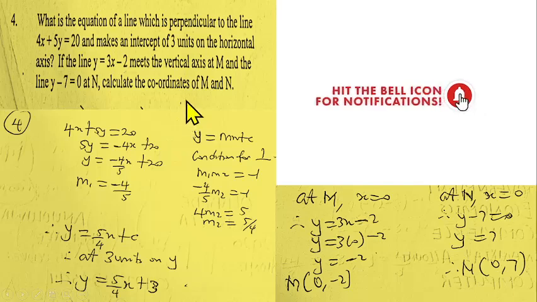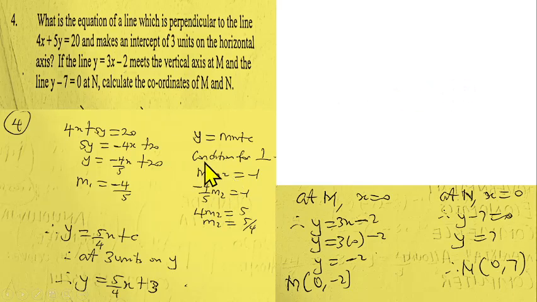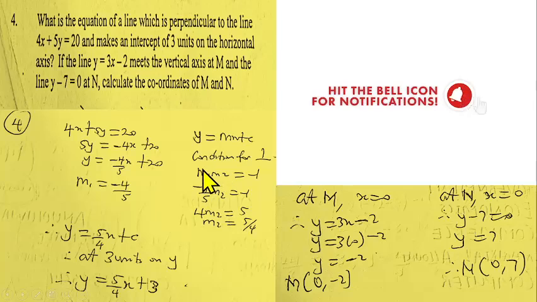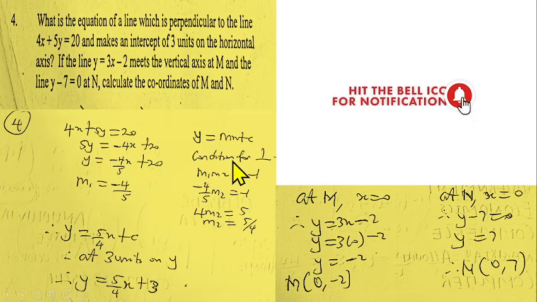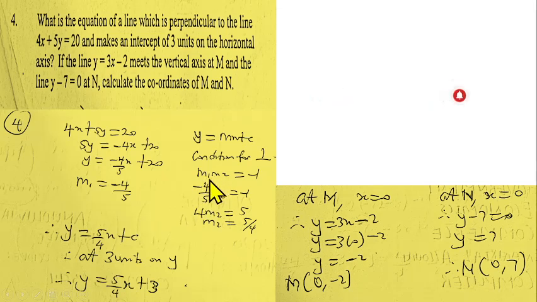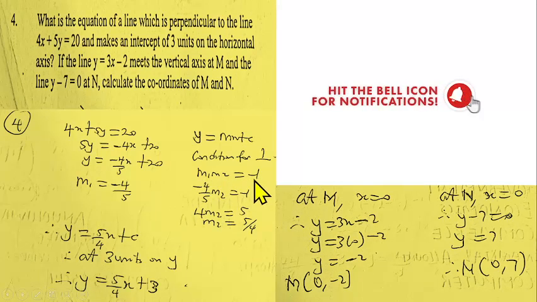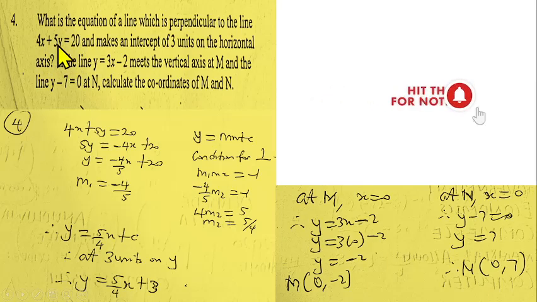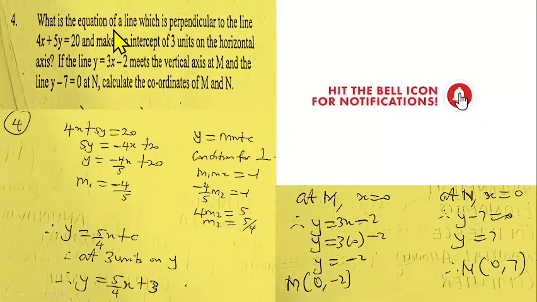All we need to remember first is the condition for perpendicularity. And the condition for perpendicularity is that the product of the gradient of the two lines must be equal to -1. So when you multiply the gradient of the two lines together, it should give us -1. So if you can find the gradient of this second line given to us, then we can now find the gradient of this new line we are looking for.